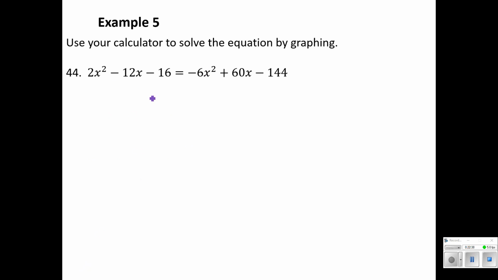Example 5, use your calculator to solve the equation by graphing. I would put quite a few stars next to this. This is the one thing in math that I refer to as a life hack, because this applies to virtually any situation that you want to solve an equation.